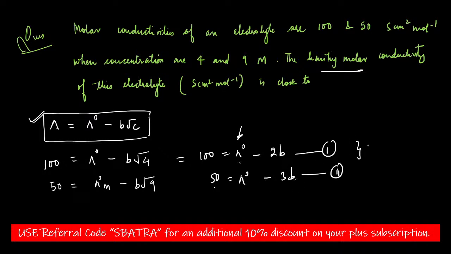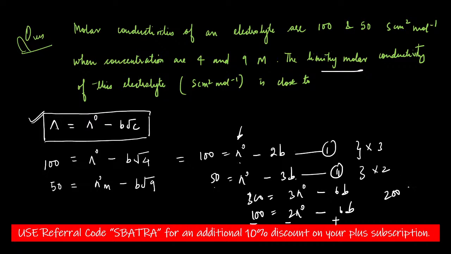We're going to multiply this by 3 and this by 2. So this equation would now be 300 equals 3 lambda naught minus 6b, and multiplying the other by 2, 100 equals 2 lambda naught minus 6b. I'm changing the sign of this equation, so the 6b terms cancel out, and now 200 is equal to lambda naught m. So the correct answer over here is 200 Siemens centimeter square mole inverse. Is it clear to all of you?